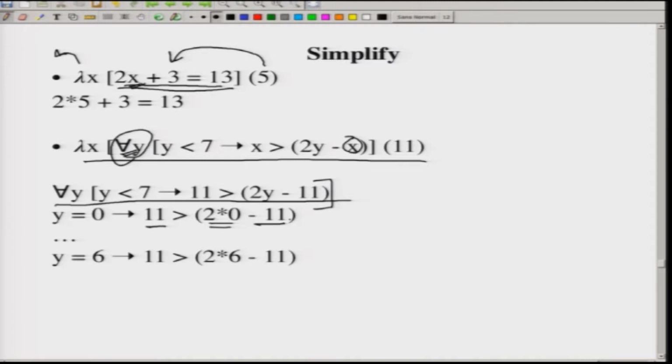So, true. Then we consider the next value, that is y is 1. If y is 1, then let us see whether this holds.